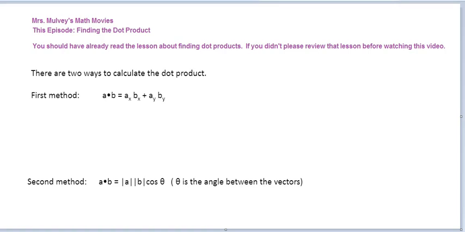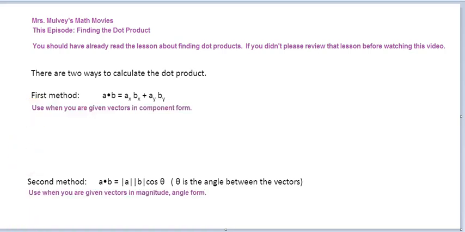The first method you use when you have your vectors in component form. The second method is the method that you use when you're given the vectors in magnitude angle form. So let's take a look at the first method, the method that we use when we have vectors in component form. And we're going to find the dot product between the vectors 3, 4, and -2, 5.